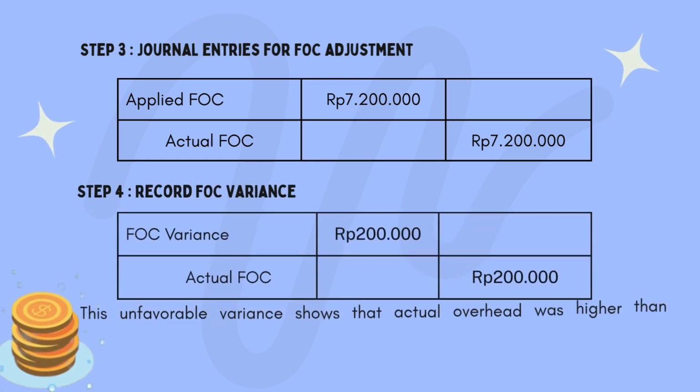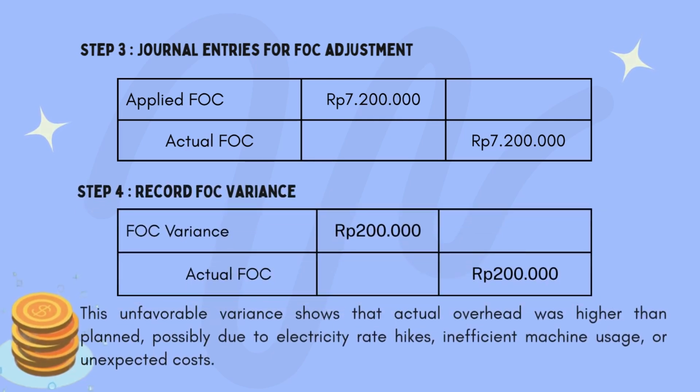Step 4. Recording FOC variance. Next, the unfavorable variance of 200,000 Indonesian rupiah is recorded to reflect the excess overhead cost. This entry helps highlight that the company spent more than expected on its overhead, possibly due to inefficient machine usage, higher utility rates, or unexpected operational costs.